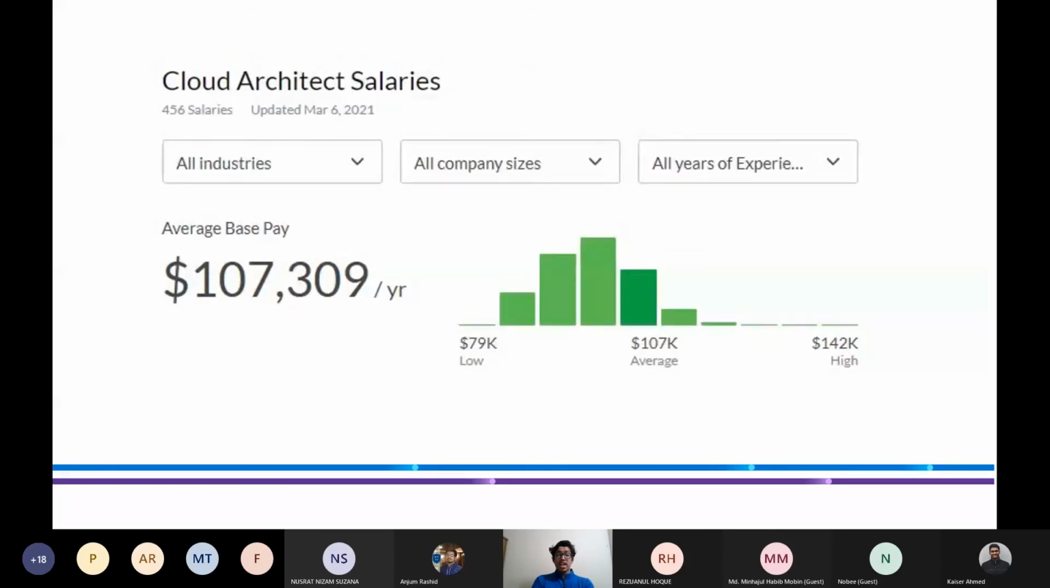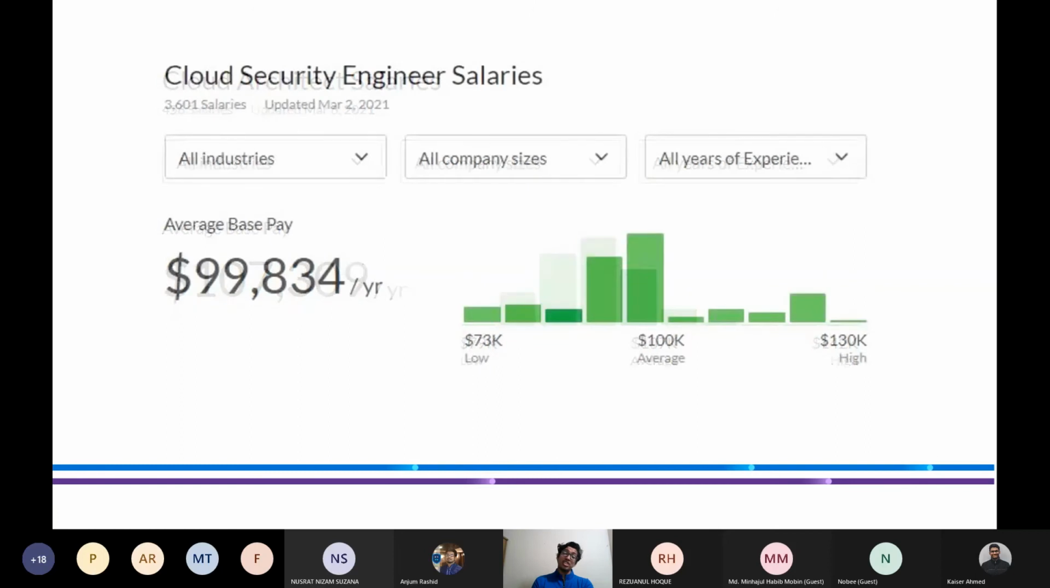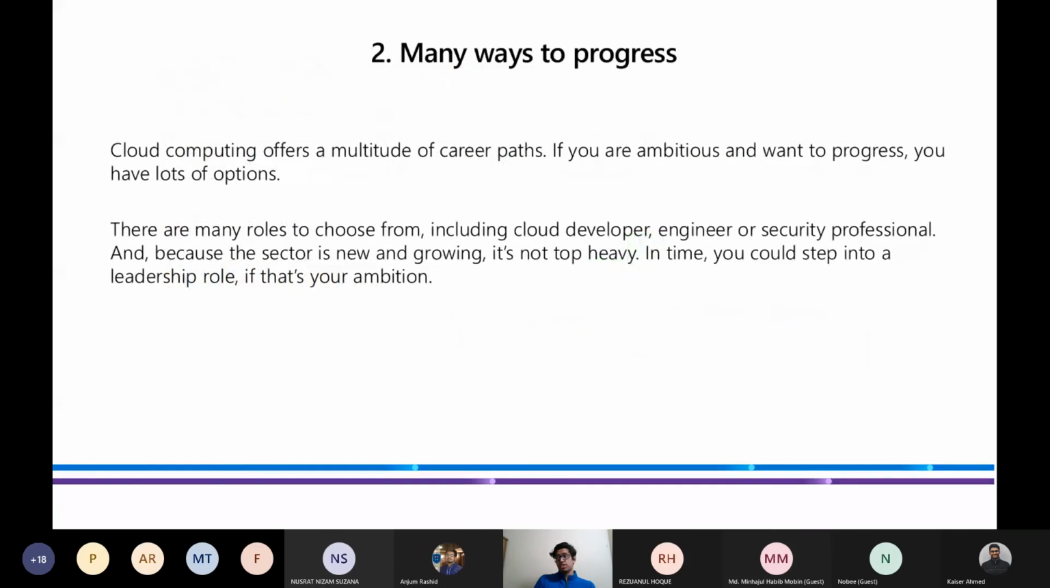The next part is the cloud architects. Since they make the business plans for the business firms and make modern things for them, they make an average of 107,000. Starting is around 80,000 for the cloud architects, which is again a lot of money. And cloud security engineers also make around 100,000. They start at around 75,000. At experience level, they make around $130,000 US dollars per year.